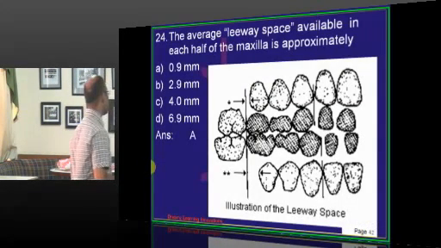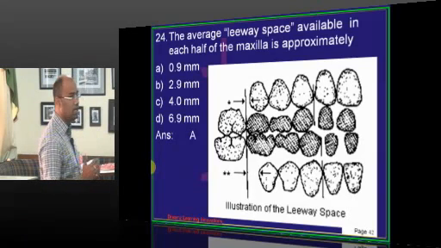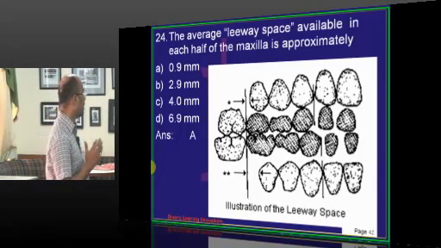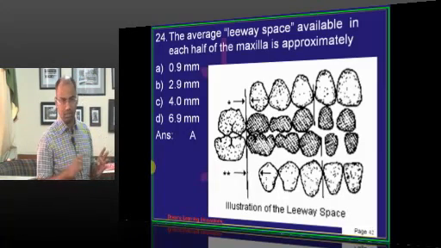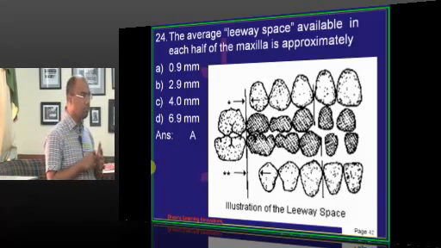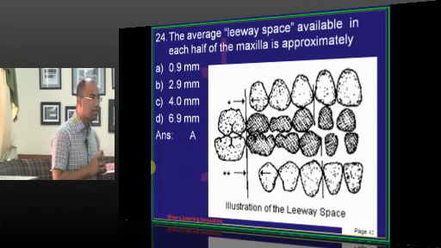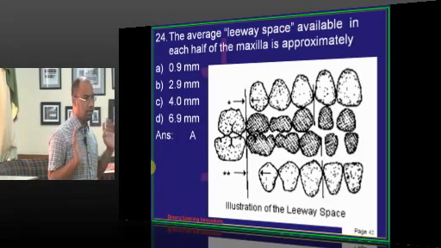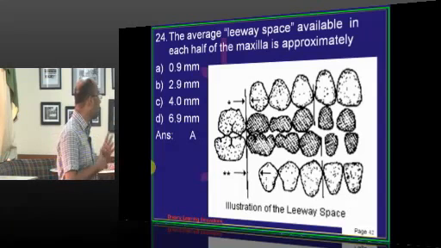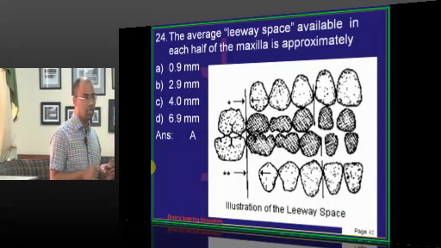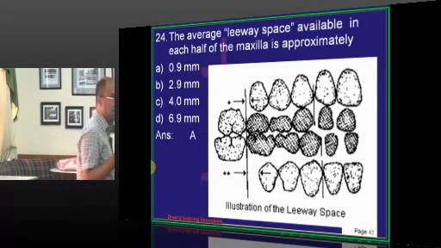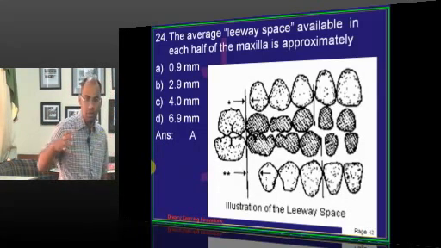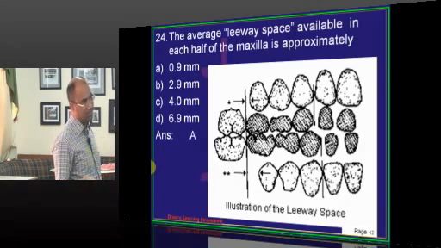The average leeway space available in each half of the maxilla, each half, you have to be very clear and specific. In the maxilla, as I told earlier, it is less, and in the mandible it is more. In the maxilla it is 1.8 total for the arch, so half is 0.9. Whereas in the mandible it is 3.4 millimeters total, so half is 1.7. It is more in the mandible, that is why it will allow the lower molar to shift further mesially.